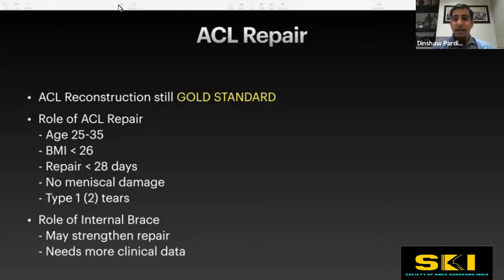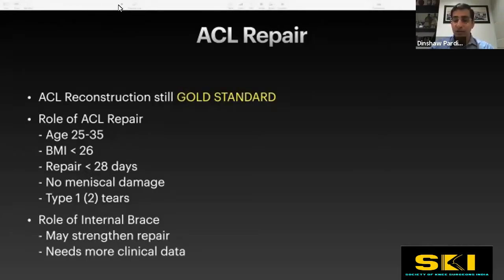But otherwise, the standard type 1 avulsions, I don't do repair. I do a remnant preservation ACL reconstruction. So that means I preserve the entire stump and take my graft. So it won't be a synthetic internal brace. It would be a biological internal brace.